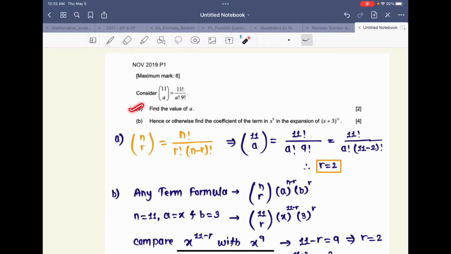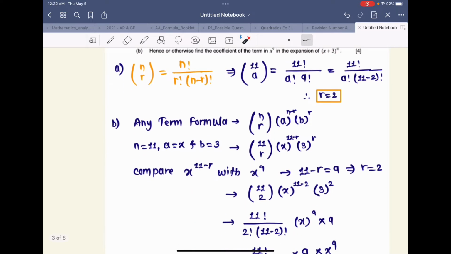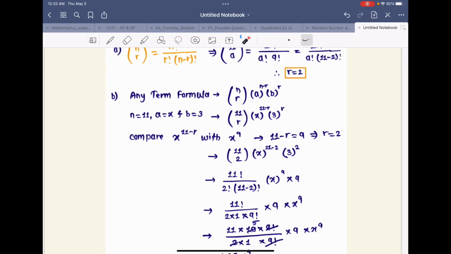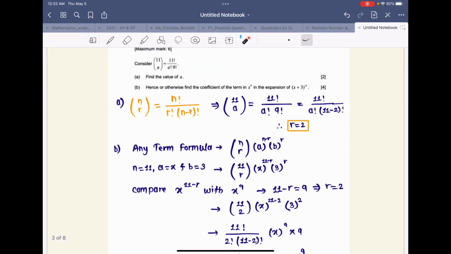Second, hence or otherwise find the coefficient of the term in x raised to 9 in (x + 3) raised to 11. So I'm using the general term formula, nCr a raised to n minus r times b raised to r. This formula is not given in the formula booklet. You have to remember that. In the given problem, my a is x, b is 3 and n is 11.